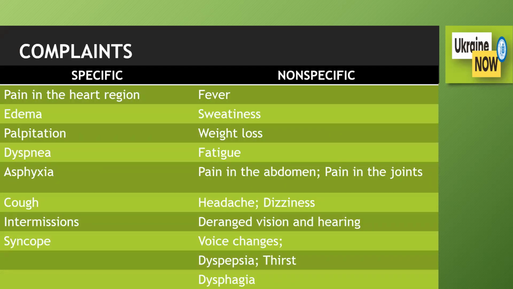Well, as usual, we begin our examination of the patients from questioning or subjective examination. So if the patient is suffering from cardiovascular problems, the patient may have the following specific complaints: pain in the heart region, edema, palpitation, dyspnea, asphyxia, cough, intermissions, and syncope.